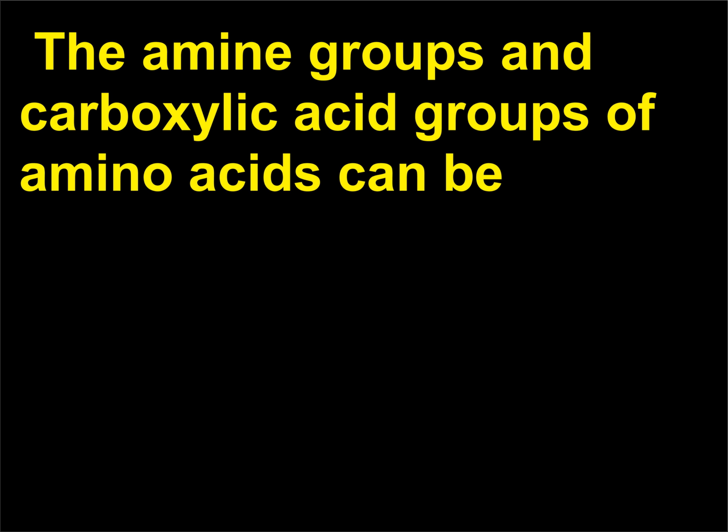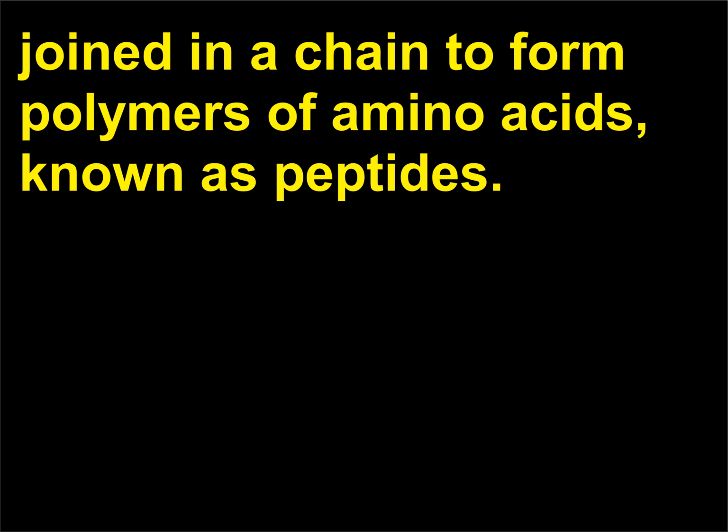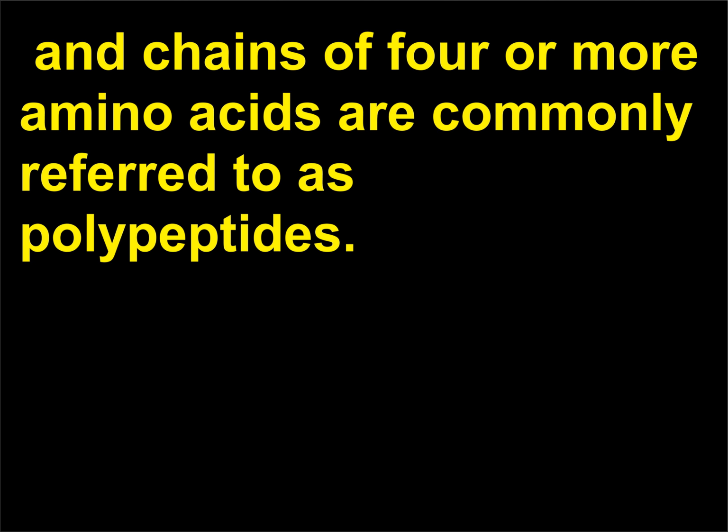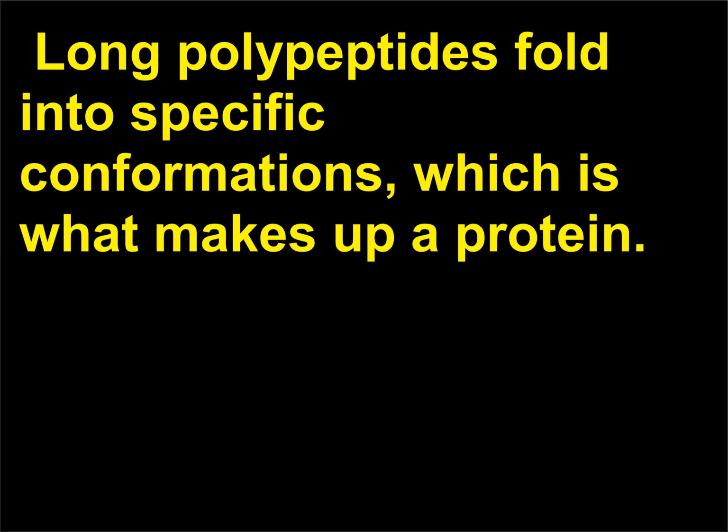The amine groups and carboxylic acid groups of amino acids can be joined in a chain to form polymers of amino acids, known as peptides. 2 amino acids form a dipeptide, 3 form a tripeptide. And chains of 4 or more amino acids are commonly referred to as polypeptides. Long polypeptides fold into specific conformations, which is what makes up a protein.